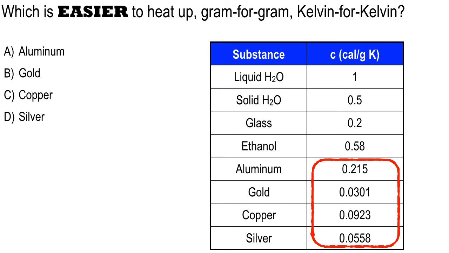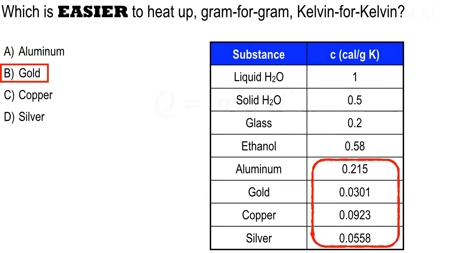All right. Ching. Most of you guys got that one right. Okay, and again, on this one, your basic principle is to see which one is easier to heat up, which one requires the lowest number of calories. And it's got to be gold.